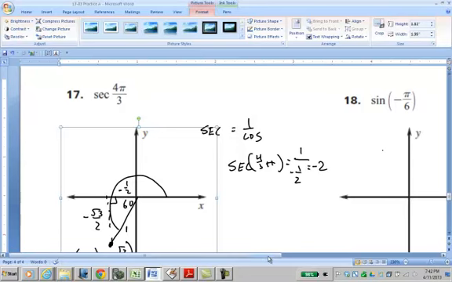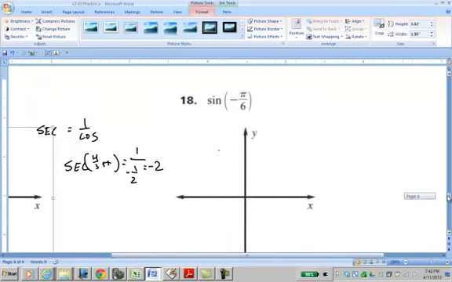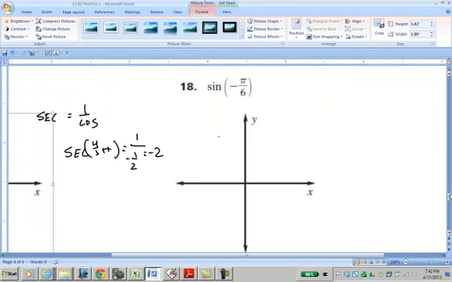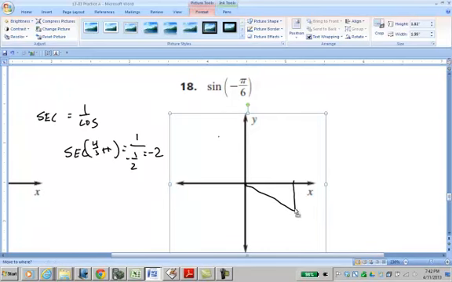And let's do 18. -pi over 6. So 1/6 pi. It's right here. Okay. And here's the point at the end of 1 unit away from the origin with a 30-degree reference. So the adjacent side, the x-coordinate, is √3 over 2. The opposite side is -1/2. So the coordinates of this point are √3 over 2, comma, -1/2.